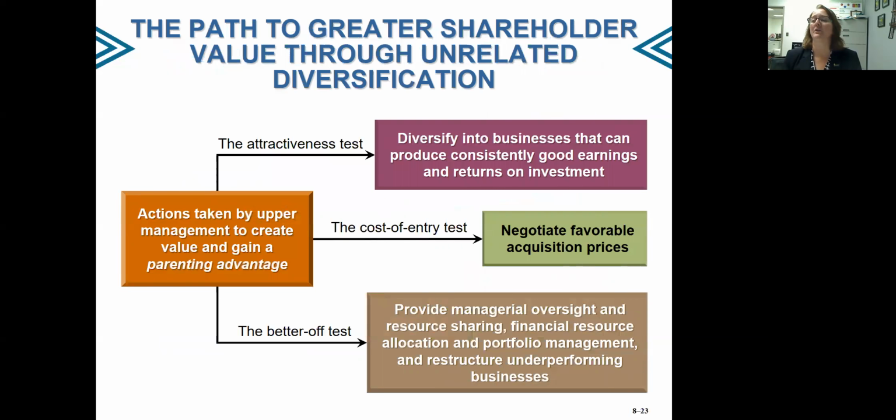So the path to greater shareholder value through unrelated diversification: three tests. The attractiveness test: diversify into businesses that can produce consistently good earnings and returns on investment. The cost of entry test: you can negotiate favorable acquisition prices. The better off test: provide managerial oversight and resource sharing, financial resource allocation, and portfolio management. And then you restructure underperforming businesses.